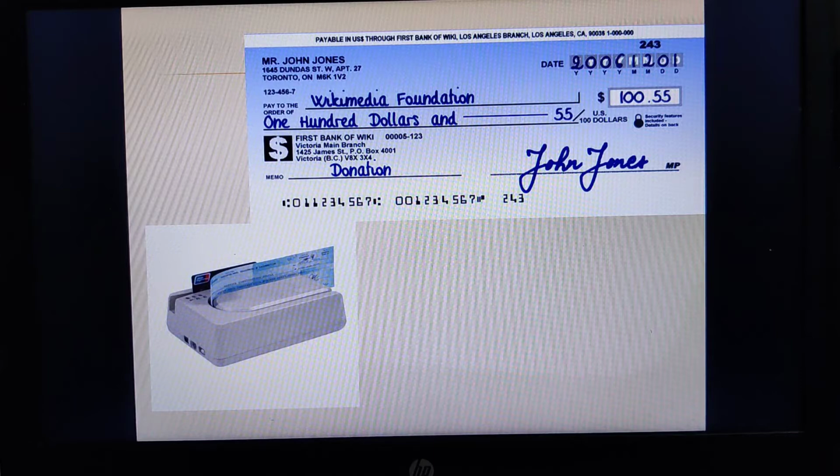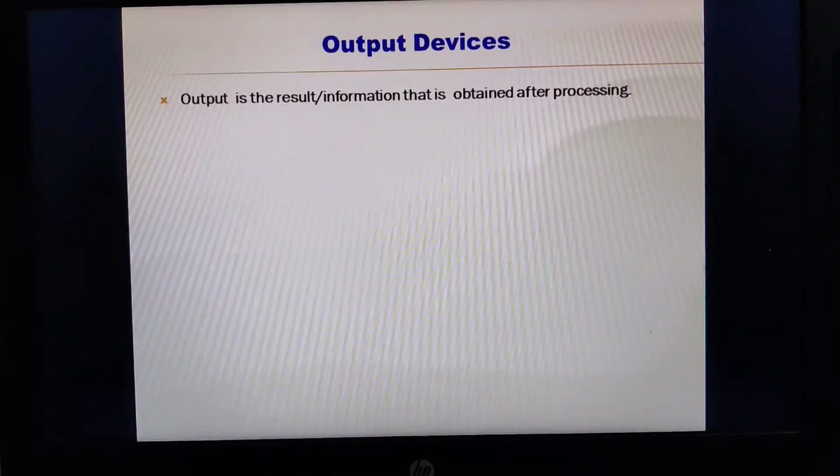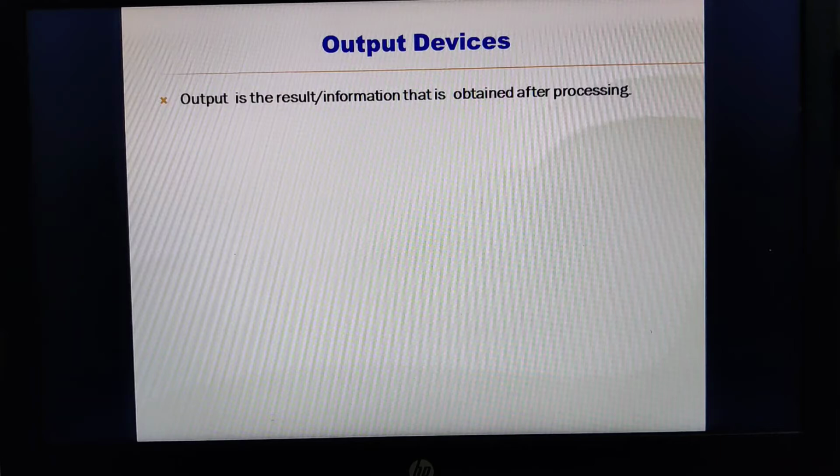So what is an output? Output is the result or the information that has been obtained after processing. Whenever we give input, that input will be in the form of raw data, facts or figures, or any text, numbers or characters. We saw that the input unit converts the human understandable form of data to the machine understandable form. But whenever we get the output, which is the result or information after processing, if it is displayed in the machine form only, then the user cannot understand.